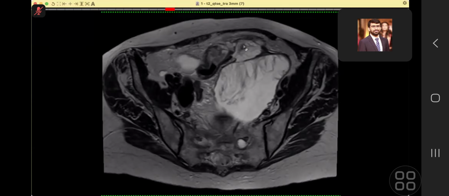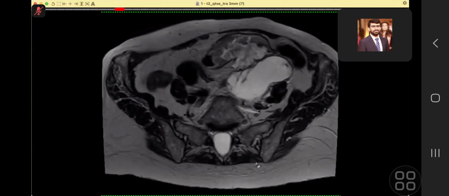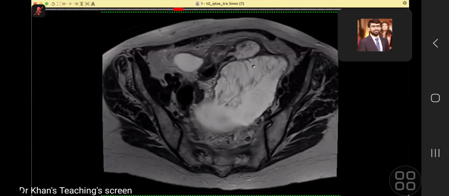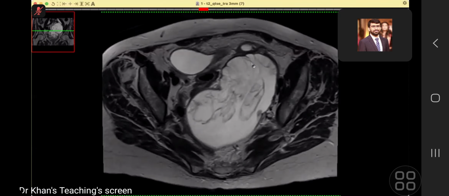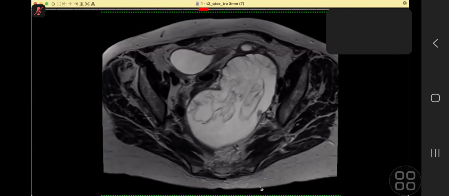Then I would place, it can have origin from the sigmoid, it can be a mucinous adenocarcinoma of the colon, but they are usually more aggressive if they are of that much size. Okay, then. Thank you.